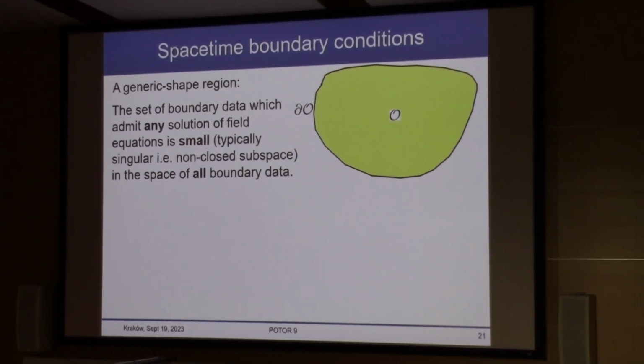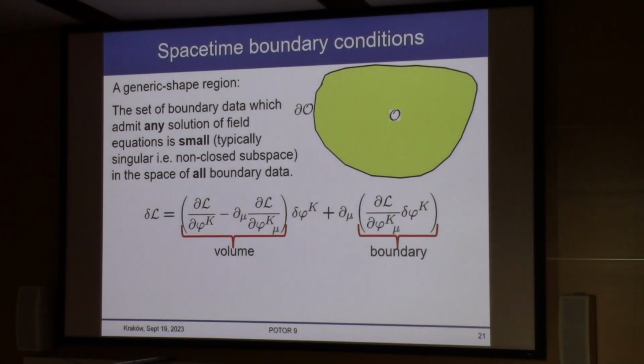However, the conclusion is that the set of boundary data which admit any solution of the field equation is small. Typically, it is a singular non-closed subspace in the space of all boundary data. So better don't try to impose any space-time boundary conditions, because it is a very subtle problem, although it is still very interesting mathematically.